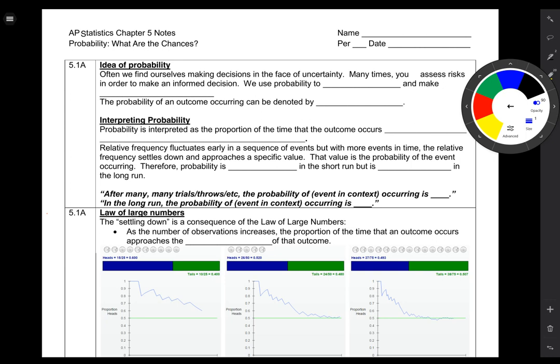So we're going to start off talking about just what probability is, how to interpret it in the first section before we get into the actual calculations using probability rules. So, this idea of probability. Often we find ourselves making decisions in the face of uncertainty. Many times you assess risks in order to make an informed decision. We use probability to assess risks and make informed decisions.